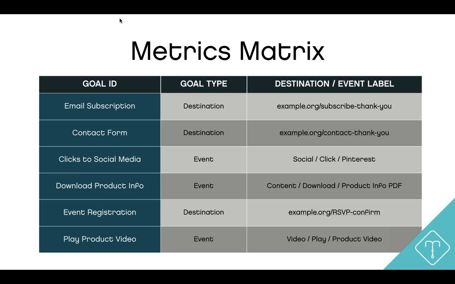And this is just a sample. But here you see on the left-hand side goals or different types of conversions, the goal or conversion type, and then the destination for that conversion or the event label for that conversion. Okay, so for example, the first one is email subscription. That is a destination-oriented goal. And the thank you page for that is example.org/subscribe-thank-you. Okay, same thing on contact form. That's a destination goal. And the thank you page is example.org/contact-thank-you.